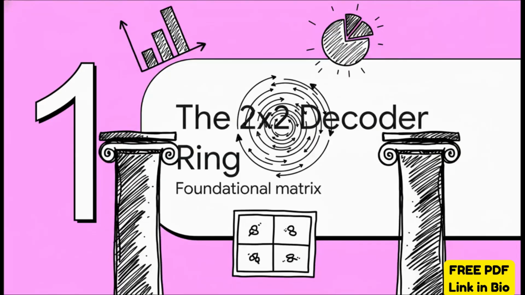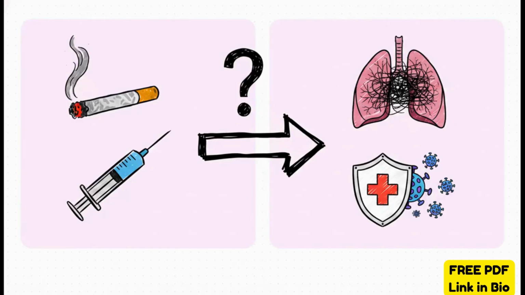Section 1, the 2x2 decoder ring. This is literally the foundational matrix of all epidemiological measure. Okay, so every single analysis, at its core, really just asks a basic cause and effect question. We're looking at two variables, the exposure and the outcome. The exposure is the factor we're studying. This could be a risk factor like smoking, or maybe a protective factor like a brand new vaccine. The outcome is the health event we're actually measuring, like developing lung cancer or preventing a viral infection. We are simply asking, does the exposure cause or prevent the outcome?